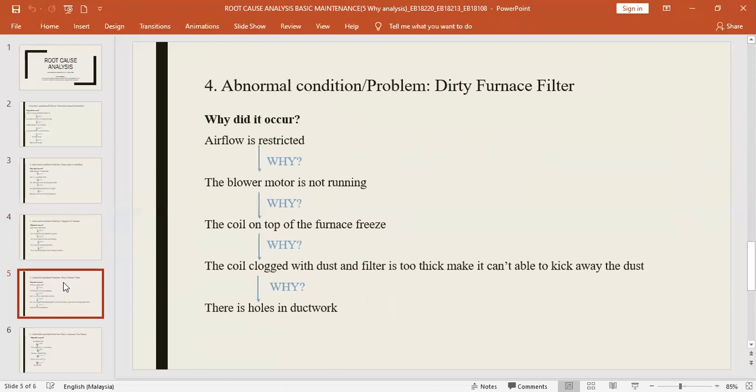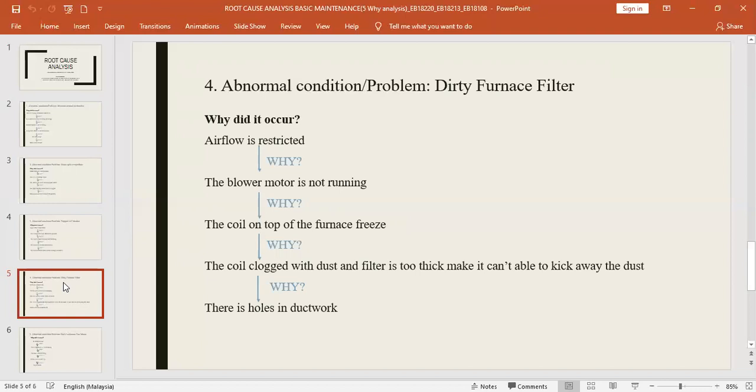And the fourth problem is a dirty furnace filter. So why did it occur? Because the airflow is restricted. There is no air movement inside and outside. It is because the blower motor is not running. And why is the blower motor not running? Because the coil on top of the furnace was frozen.